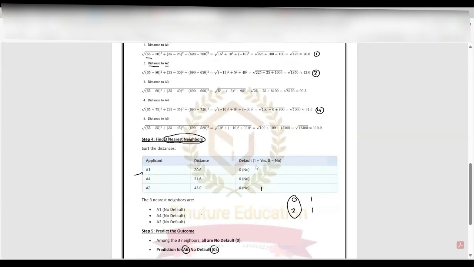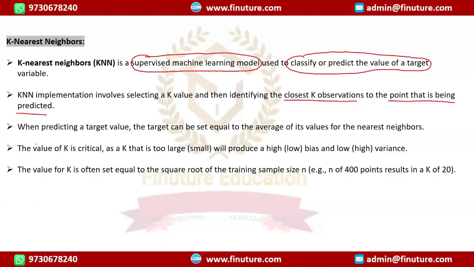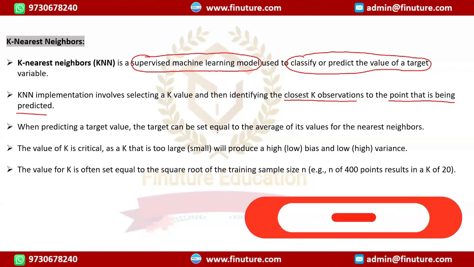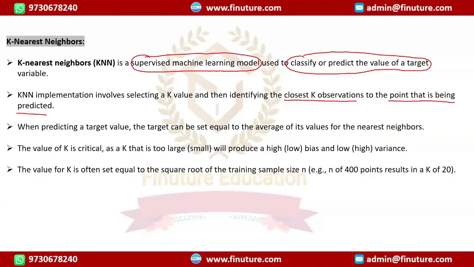Let's go back to what we discussed in detail. When predicting the target value, the target can be set equal to the average of its value for the nearest k neighbors. So that is something which depends. We did a Euclidean distance method. Sometimes it could be the average, or various other methods could be there, but largely because we had binary 0 or 1, we went ahead with the Euclidean distance method.